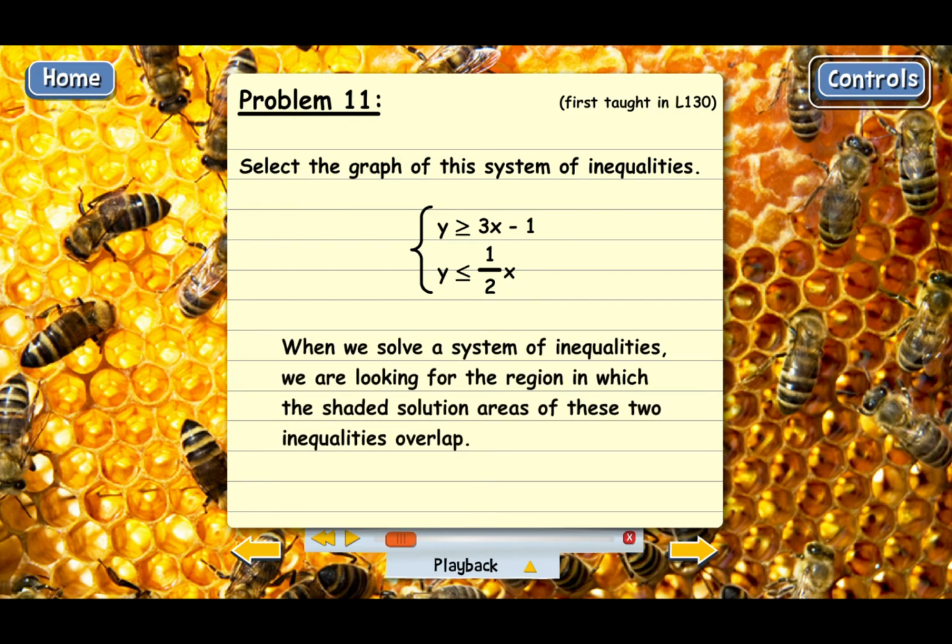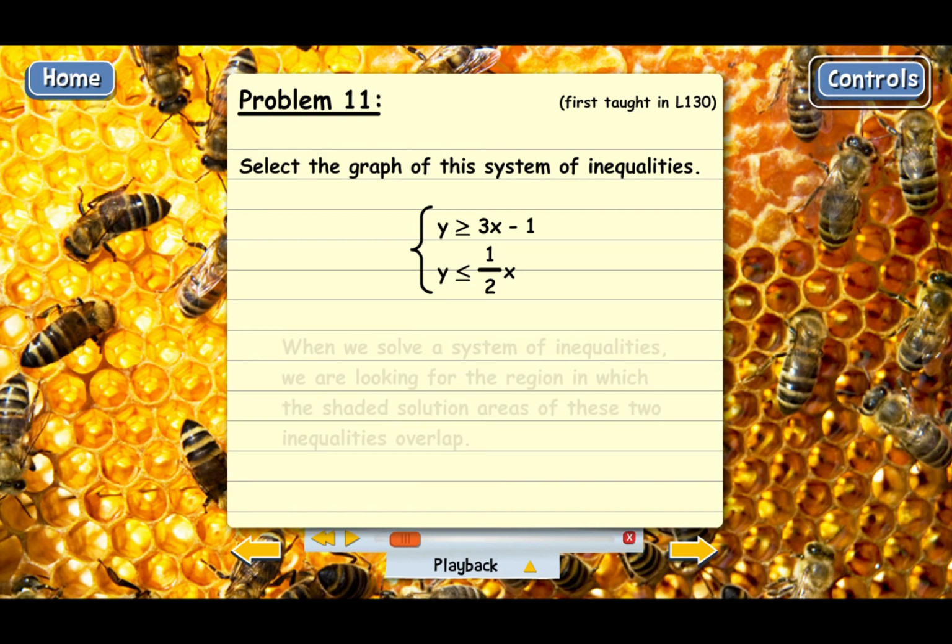Remember, when we solve a system of inequalities, what we're looking for is the region in which the shaded solution areas of these two inequalities overlap. So in order to find that, we need to graph each inequality separately, but on the same coordinate plane, and then look for the area where the two shaded regions overlap. So let's start by graphing this first inequality, y is greater than or equal to 3x minus 1.